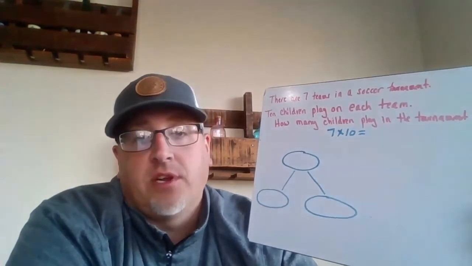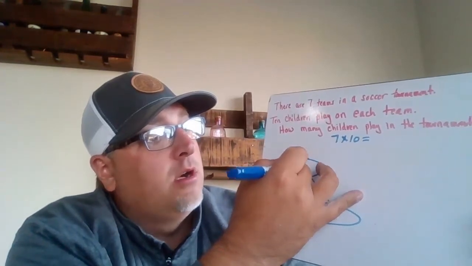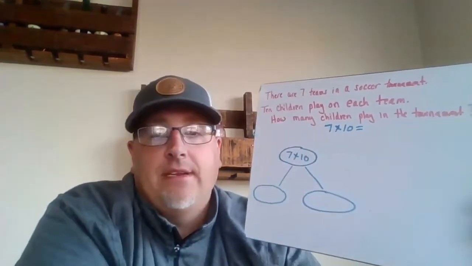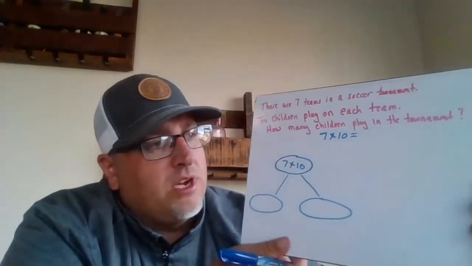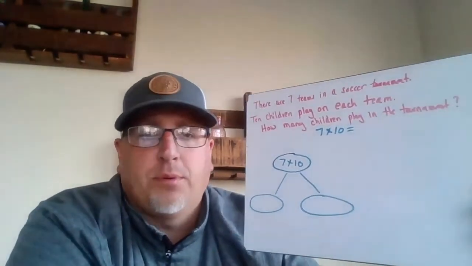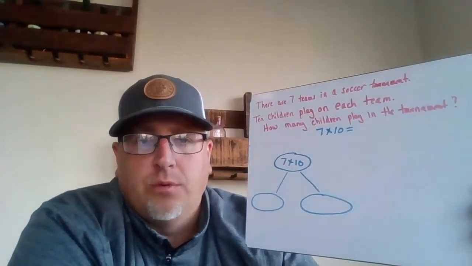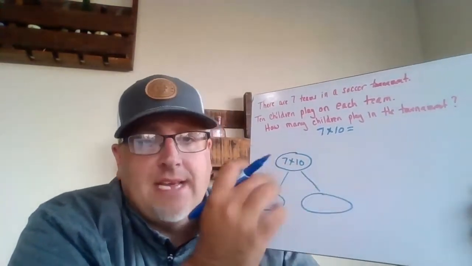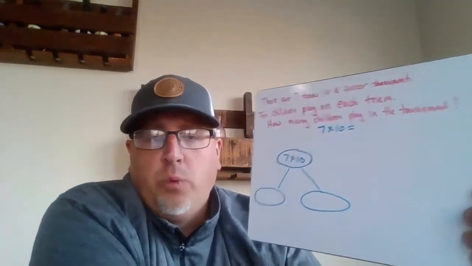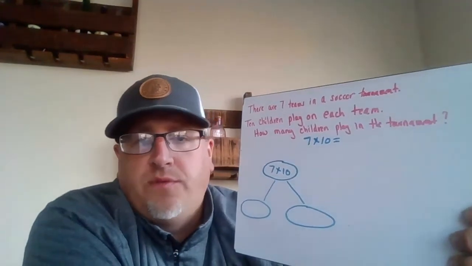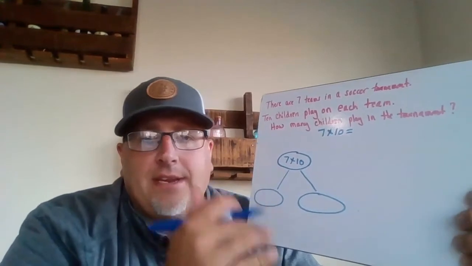We're going to start with the number bond. So in this first bubble here, we're going to put 7 times 10. Okay? 7 times 10. And then we're going to figure out what can we break 7 into? What pieces can we break 7 into? We're going to break 7 into 2 different pieces. We could use 6 and 1. We could use 5 and 2. We could use 4 and 3. Doesn't really matter. We just want to break that 7 into 2 pieces.